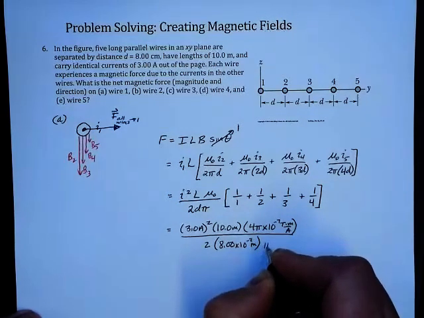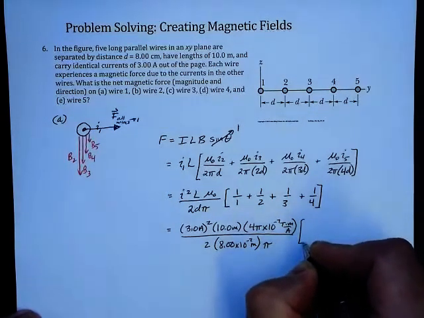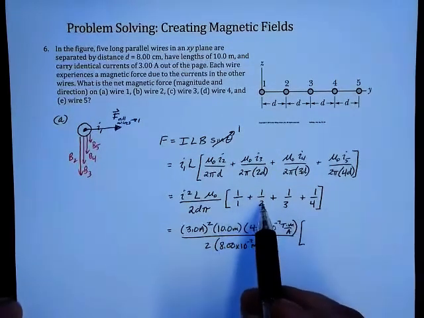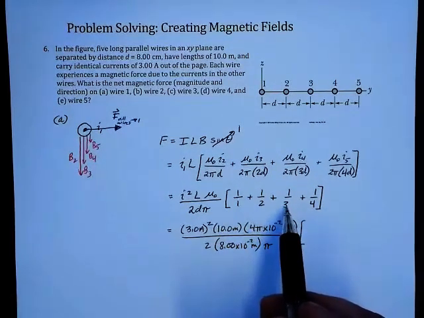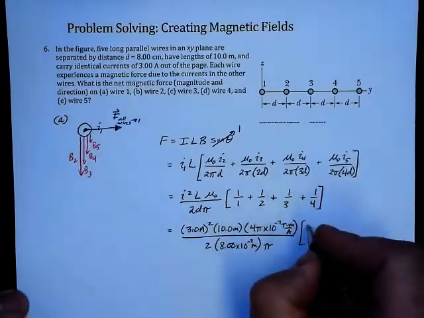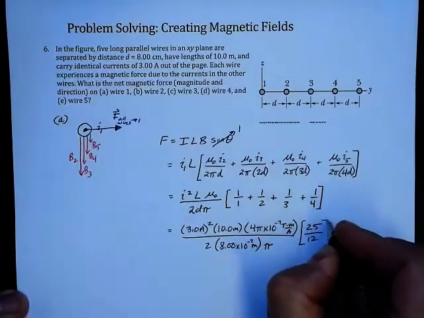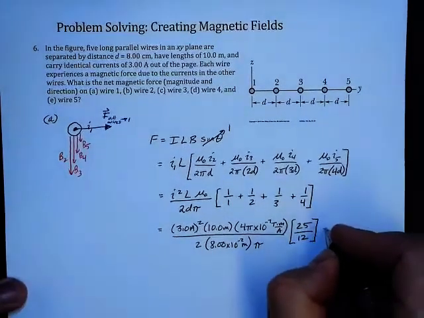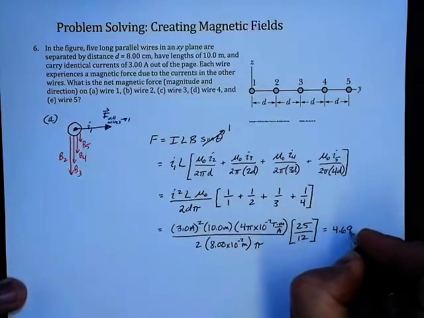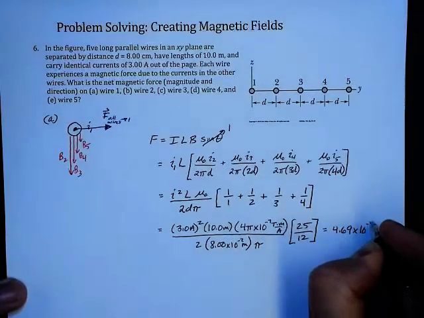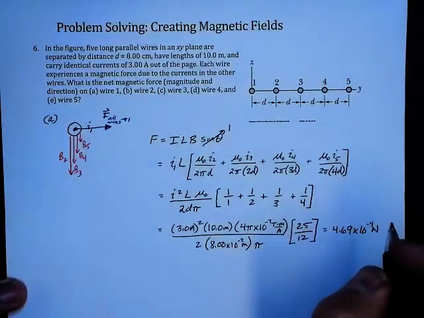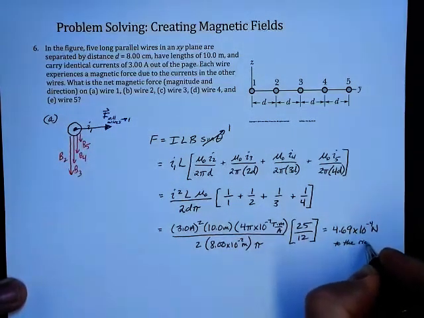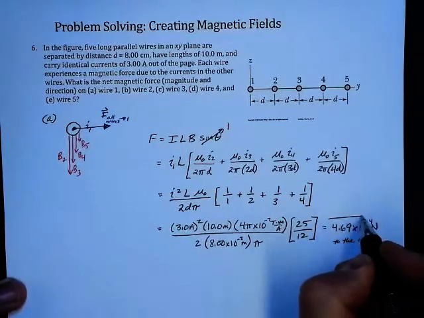Pi is pi. And then common denominator here is 12. So if you add 12 twelfths and 6 twelfths and 4 twelfths and 3 twelfths, you end up with 25 twelfths. And that number ends up being 4.69 times 10 to the negative 4 newtons. And the magnetic force is to the right, as we previously reasoned.